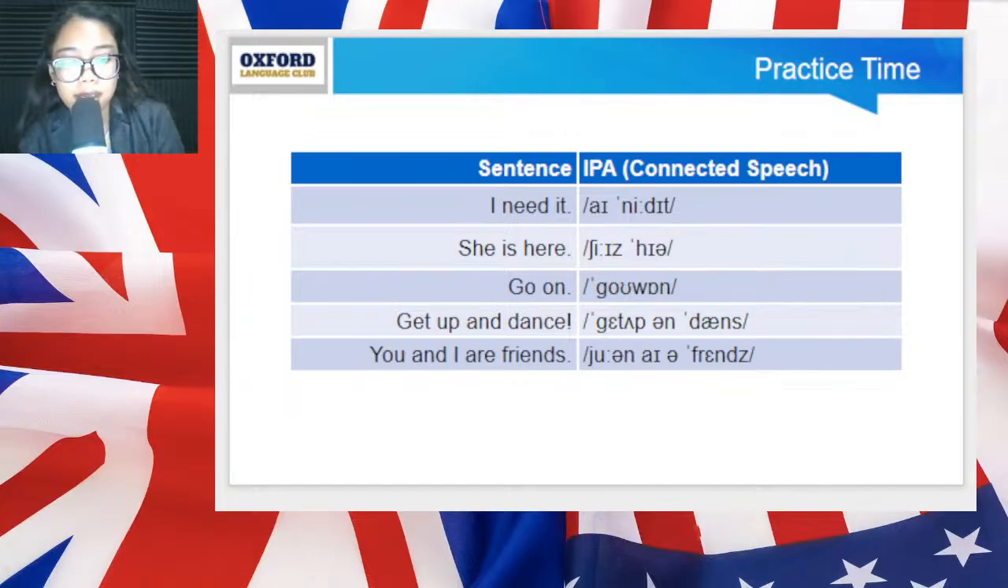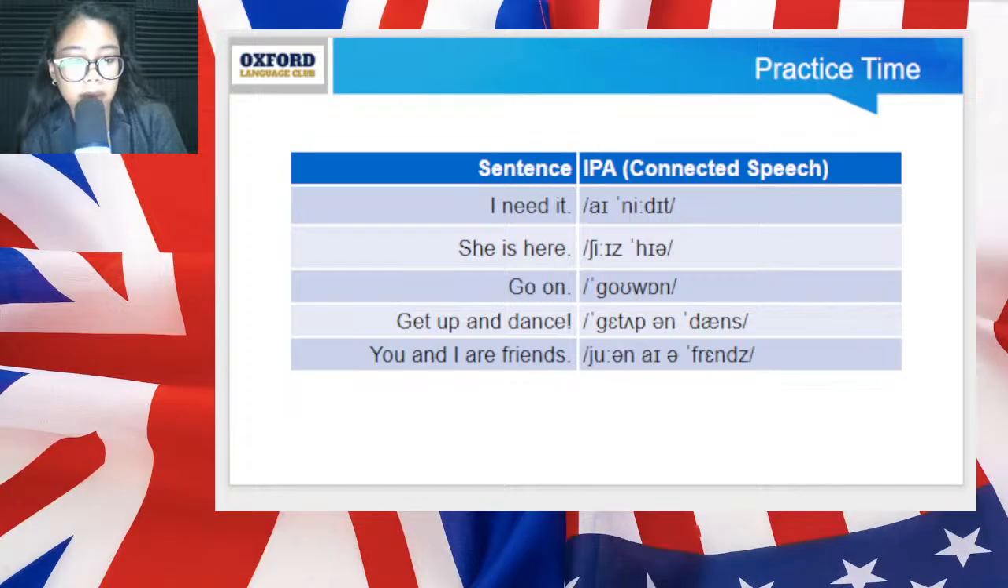Next up, a fantastic example with a few linking points. Get up and dance. If we say it slowly, word by word, get up and dance. Let's look at the connected speech IPA. Get up and dance. This sentence is packed with linking. First, get up. We know this one well. The T from get links to the A from up, making get up. Your tongue just keeps moving forward for the next sound.